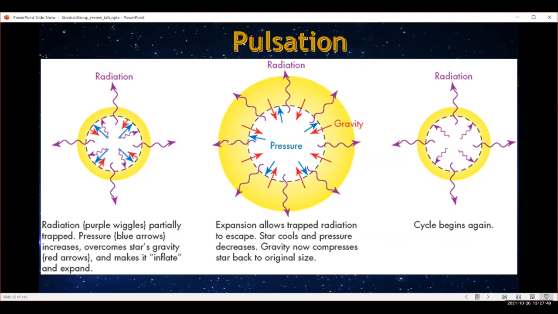The cooling from the expansion means that the ions will actually recombine. So instead of having, say, a helium 2+, you might just have a helium plus, or instead of having a helium plus, you've got a neutral helium. And that makes it even more transparent. And so radiation now just flows straight out and the area cools. And so now gravity begins to win and it will shrink back down again. But as it shrinks back down, it's heating up again.